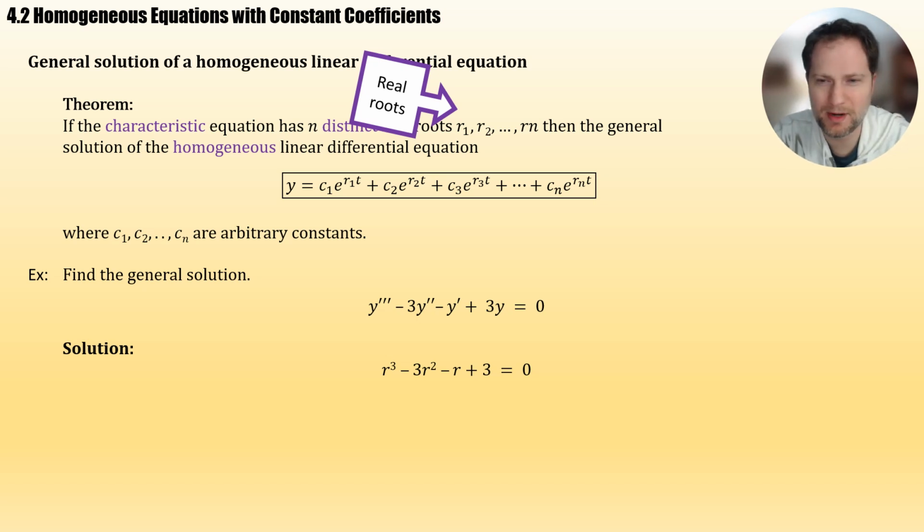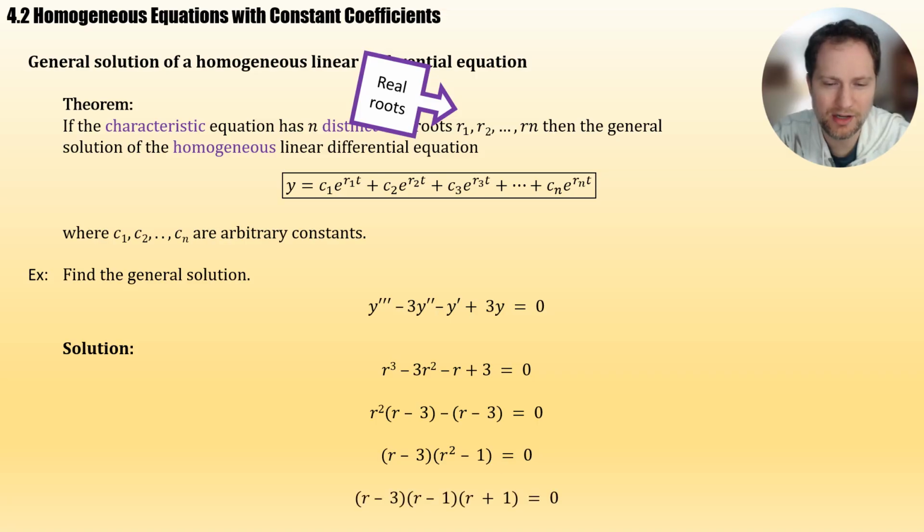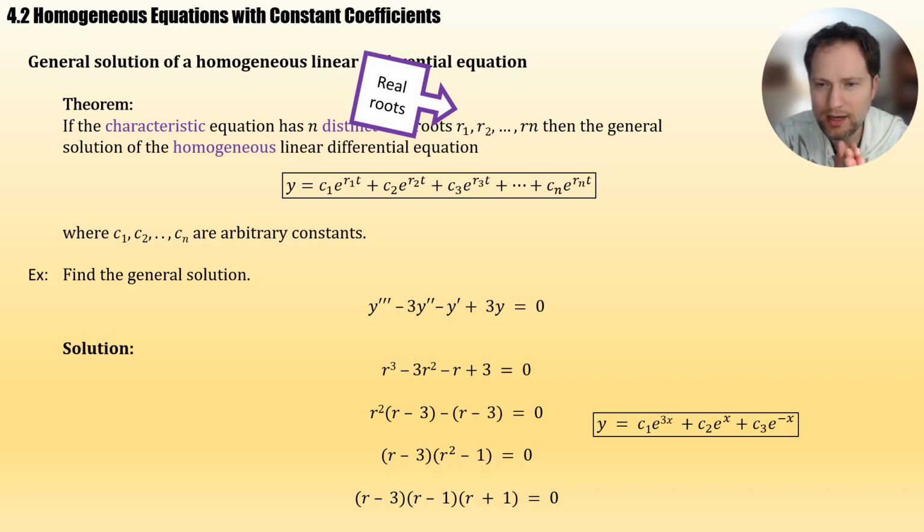If you have a chance to do it, go ahead and do it here. Yeah, we can see that there's this factor of r minus 3 that can be pulled out. And then we have a full factorization there. And our final answer is, well, our roots are, of course, 3, 1, and -1.